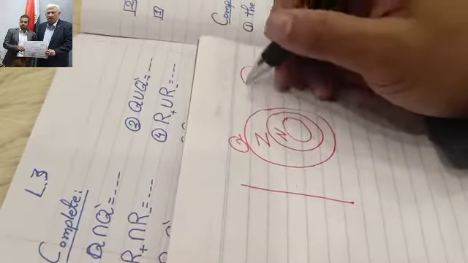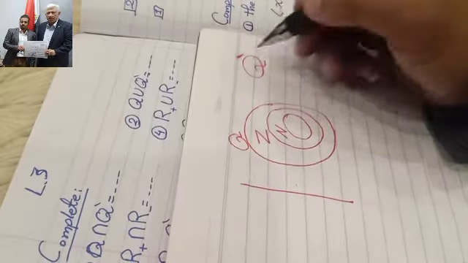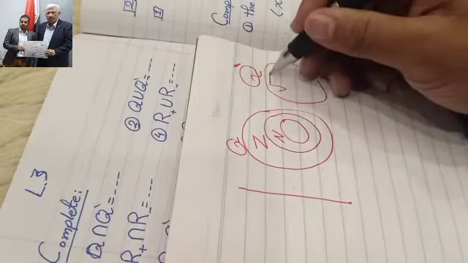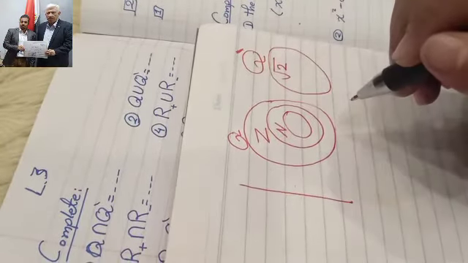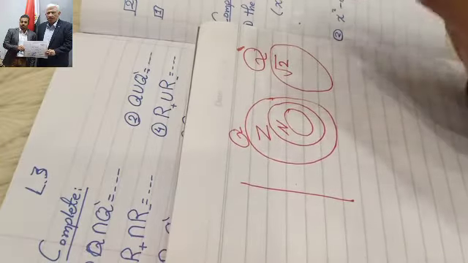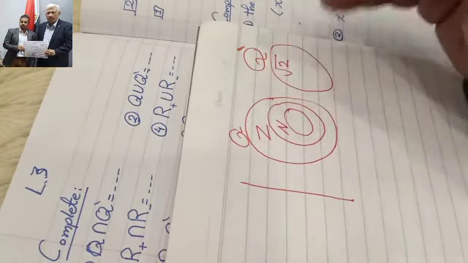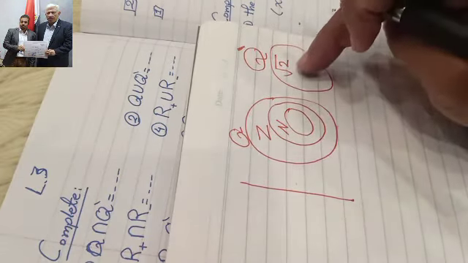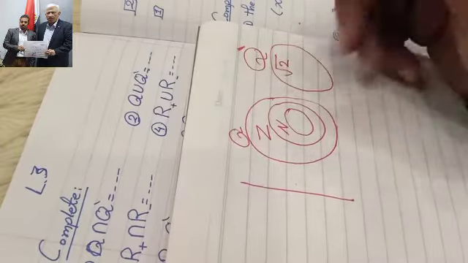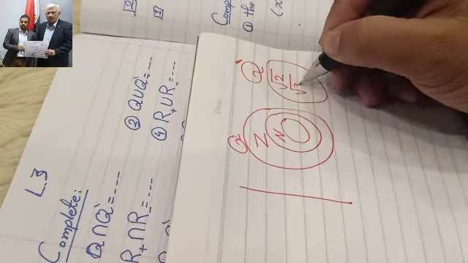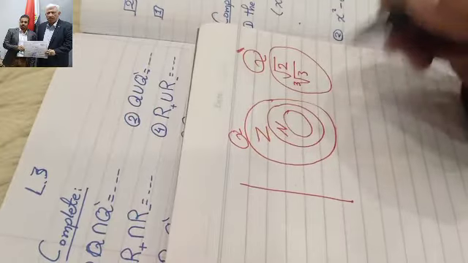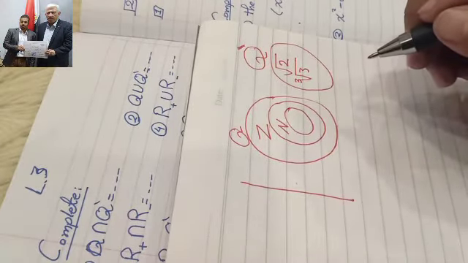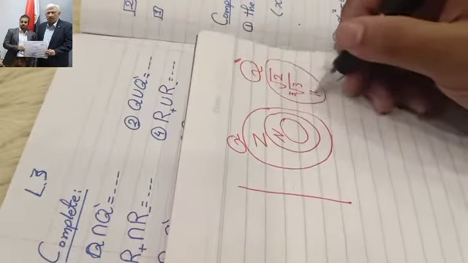Then we find Q dash, the irrational numbers. What is an irrational number? Any number under the square root that is not a perfect square, like 2, 3, 7, 8. Also the cube root of any number that is not a perfect cube, like the cube root of 3.